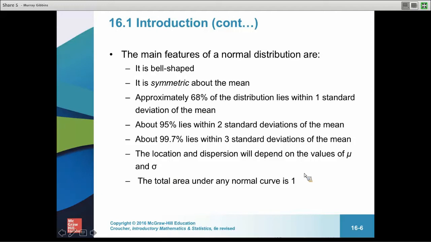So we've said before that the total area under the curve is 1. Of course, half the curve is 0.5.